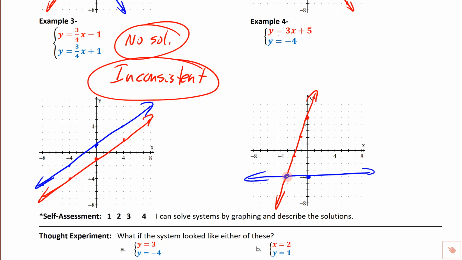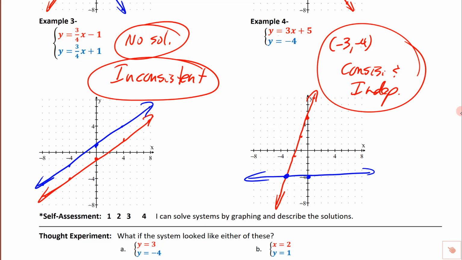So this is the solution right there. So that means we've got the point -3, -4. No surprise that the y coordinate is -4 because that's the only y value that would make that one true. So there's our solution there, and this again is consistent and independent. All right, so we'll go ahead and circle that answer.